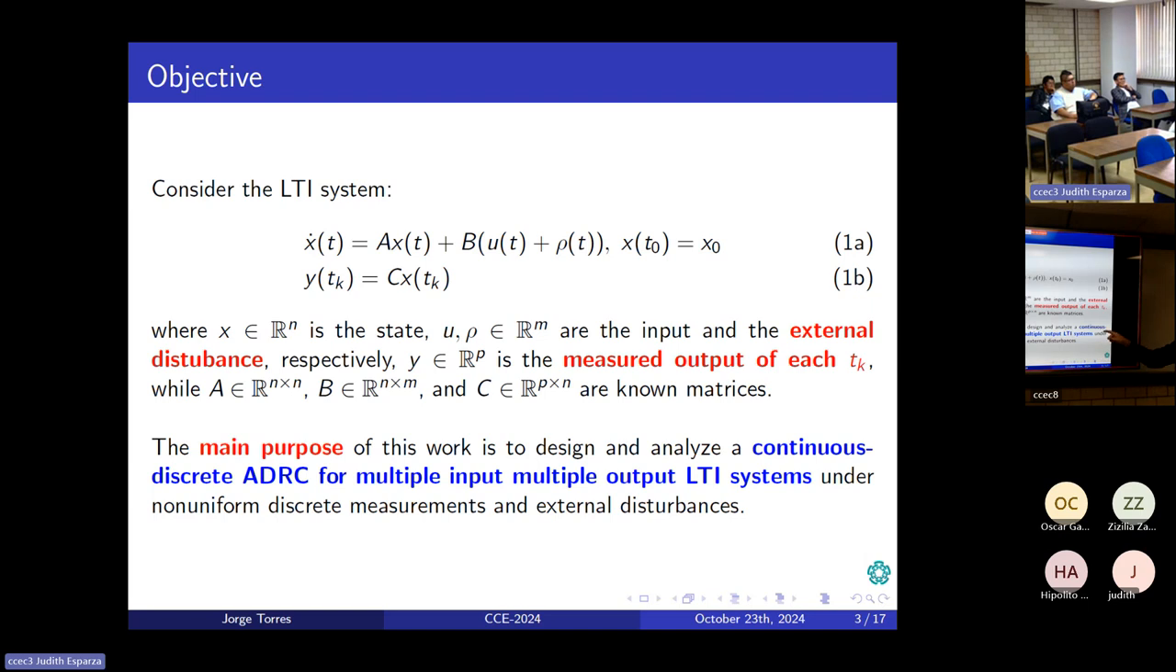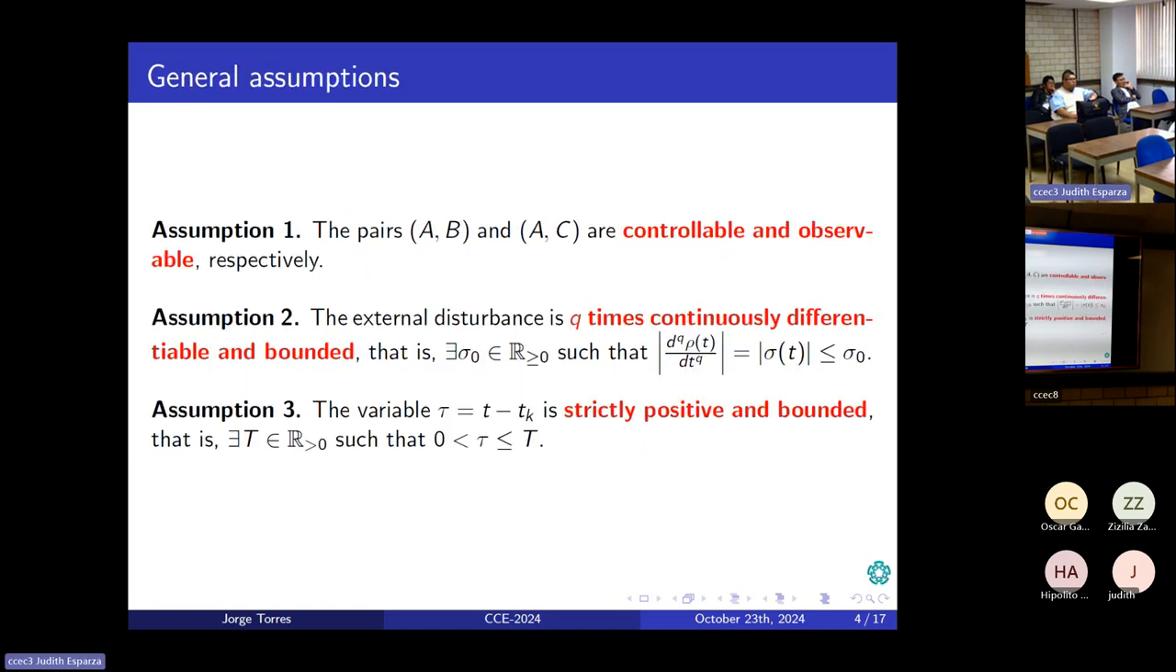So the main objective of this work is to design and analyze a continuous discrete active disturbance rejection controller for multiple input, multiple output linear time invariant systems under external disturbance, which we denote as rho, and under non-uniform discrete measurements in the output, denoted as y. For the general assumptions of this system, the first is that the system is controllable and observable. The second, that the external disturbance is q times continuously differentiable and bounded. And finally, that this variable that is related with the intersampling period is strictly positive and bounded.